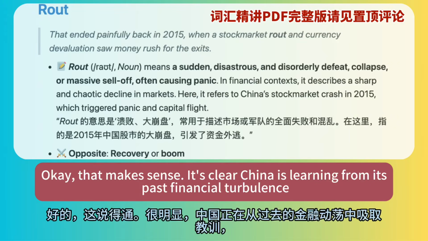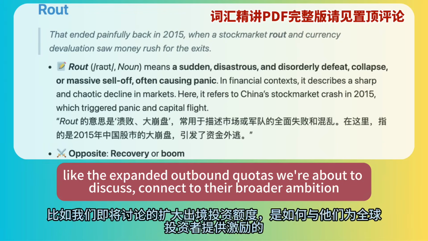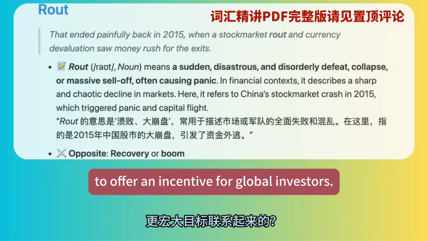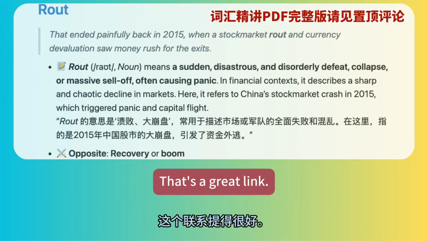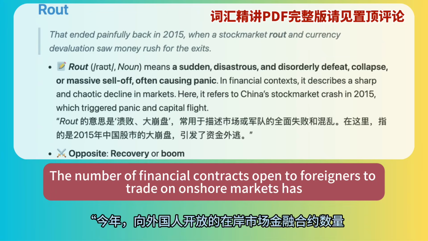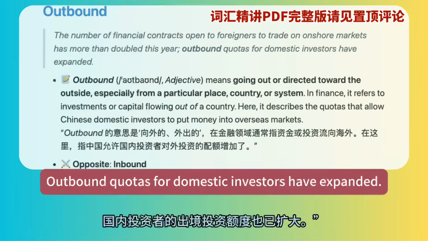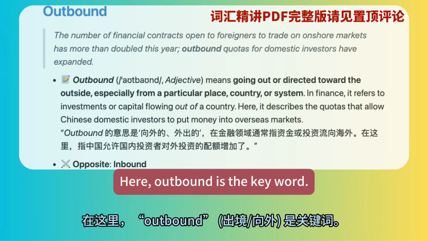Okay, that makes sense. It's clear China is learning from its past financial turbulence and strategically managing its global economic presence. So how did these internal efforts, like the expanded outbound quotas we're about to discuss, connect to their broader ambition to offer an incentive for global investors? That's a great link. The article details how China is managing its financial flows. The number of financial contracts open to foreigners to trade on onshore markets has more than doubled this year. Outbound quotas for domestic investors have expanded. Here, outbound is the key word.